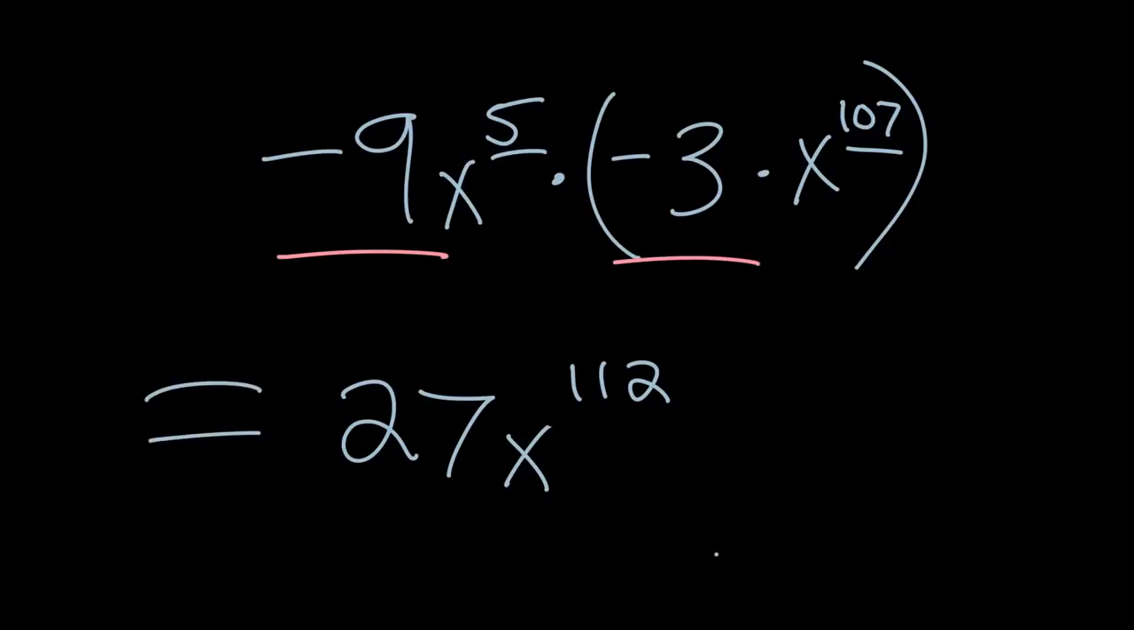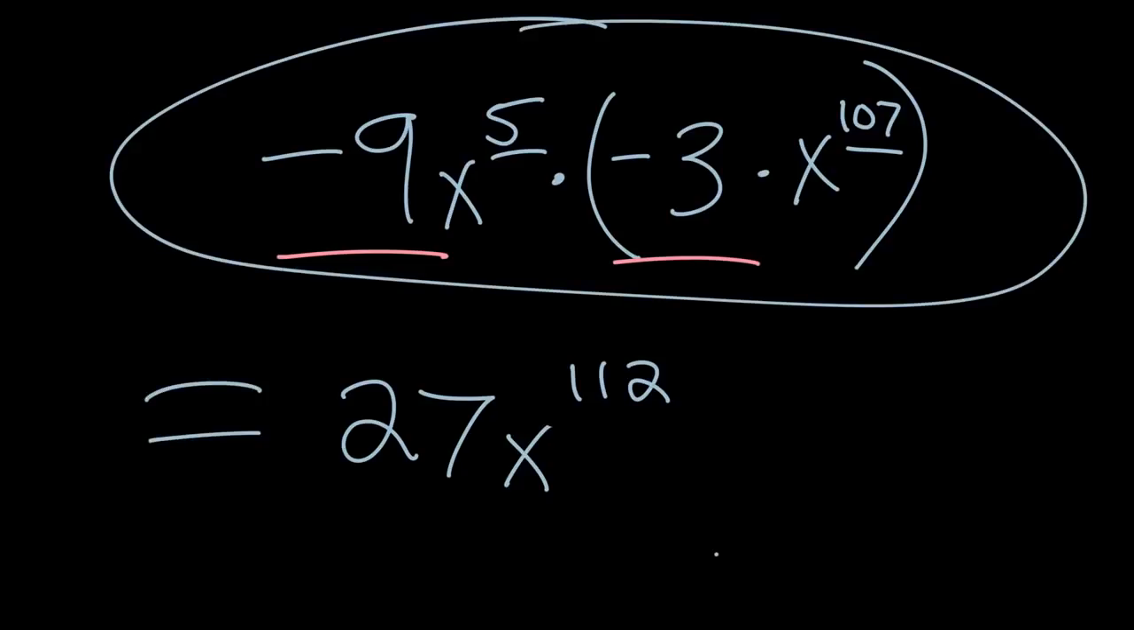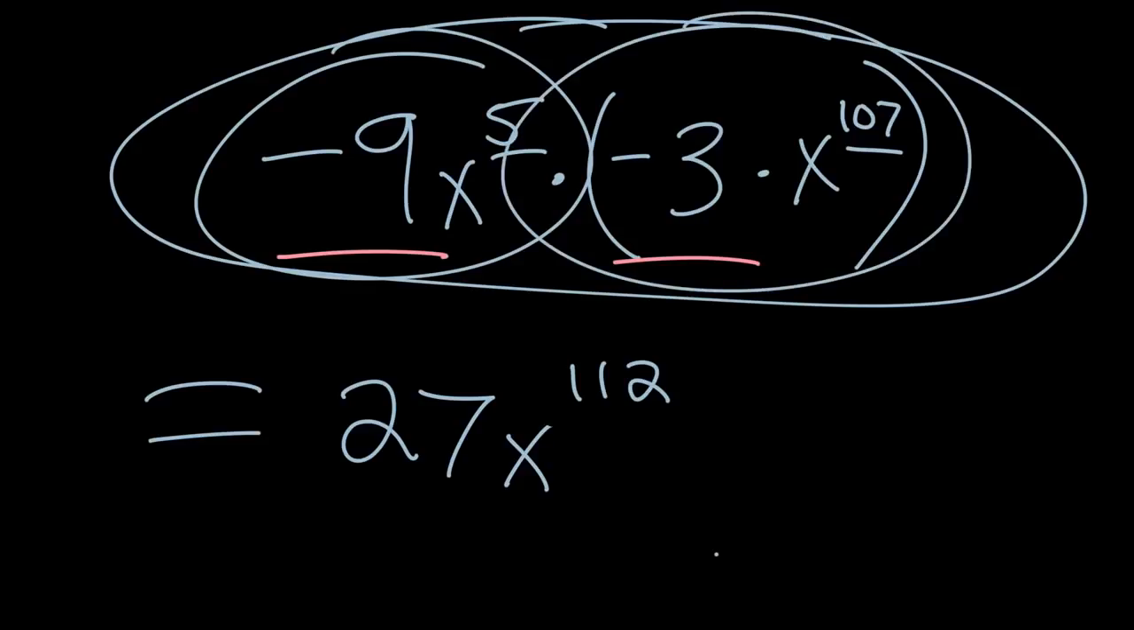And so this crazy expression, which is 2 monomials, here's the first, here's the second. When we multiply and simplify, we get another monomial, which is 27x to the 112.